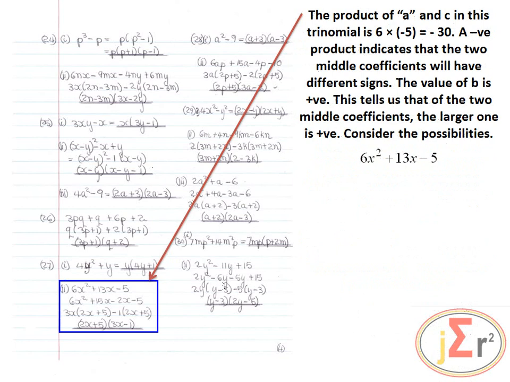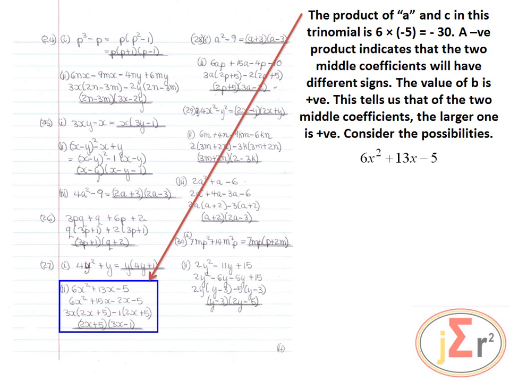The product of a and c in this trinomial is 6 times negative 5, which is equal to negative 30. A negative product indicates that the two middle coefficients will have different signs. So we are sure, because of the negative product, that the two numbers will have different signs. The value of b is positive. This tells us that of the two middle coefficients, the larger one is positive.